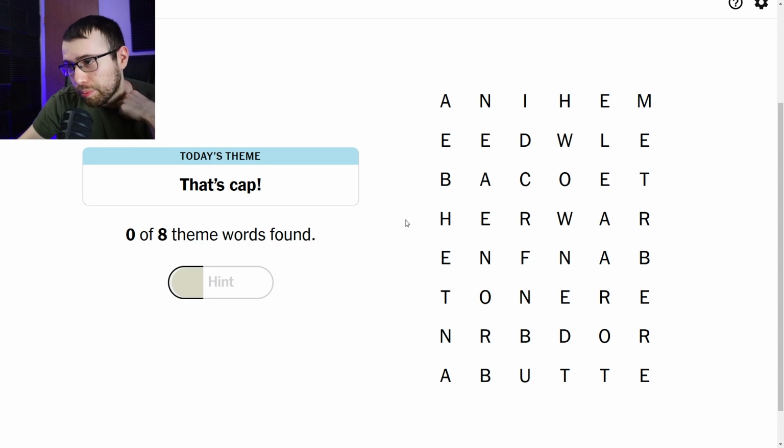So that's cap. The phrase "that's cap" means like that's not true, right? Or like that's false, or that's a lie, something like that. But cap also means a hat you wear, something you wear on your head. So maybe headwear is on here.